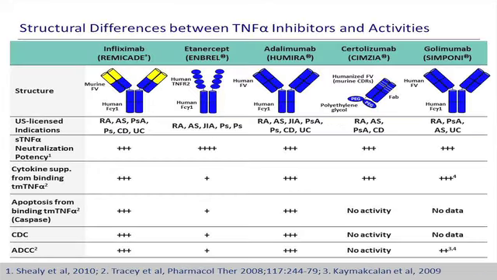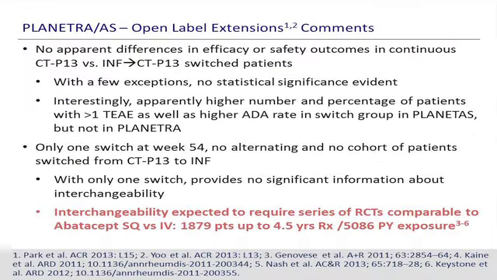But it was never reviewed or approved in Canada, so that's why probably the Canadian authorities decided not to extrapolate. We also know that etanercept does not mediate binding to transmembrane TNF very well. So when we look at the open label extensions from PLANETRA and PLANETAS, we see that there were no real apparent differences, but they only did a single switch. And so that's not enough for us to know exactly what interchangeability means.